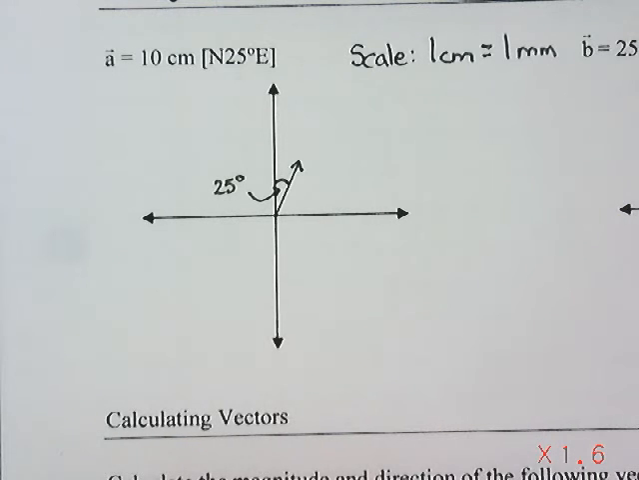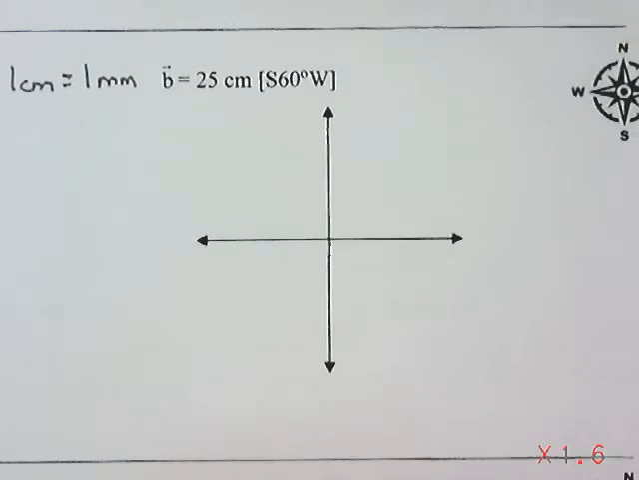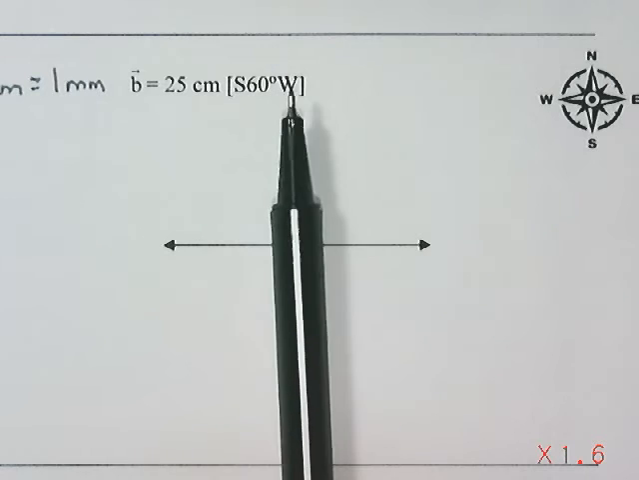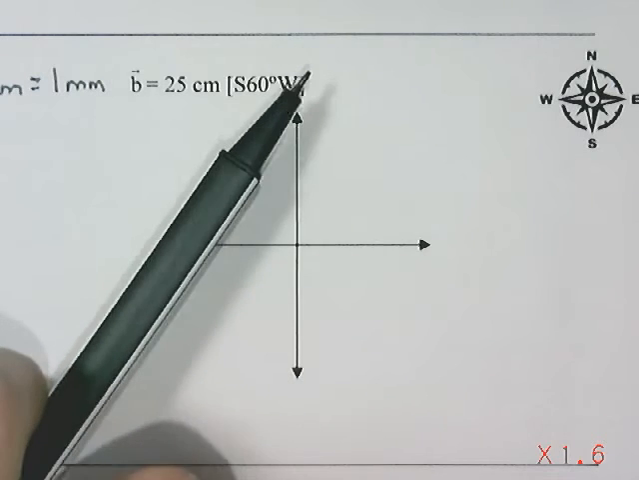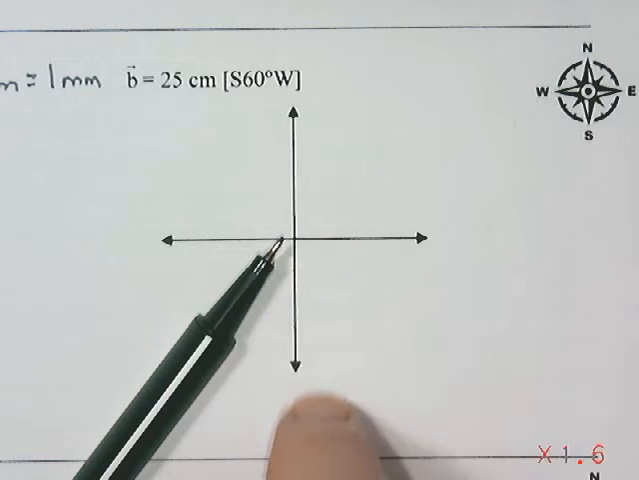All right, we're going to try one more. This is vector B. Vector B is 25 centimeters, south 60 degrees west. So I'm going to start with the south 60 degrees west. That means it is going down and then towards the west. So we're going to be going like this way here. So we're going south and then towards the west.